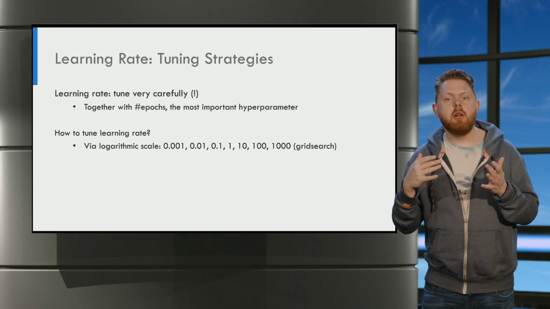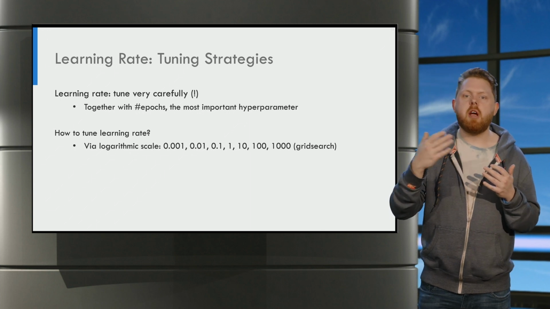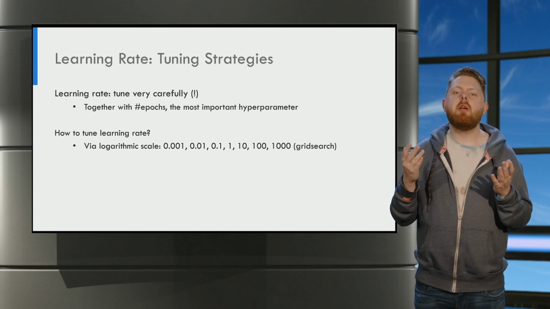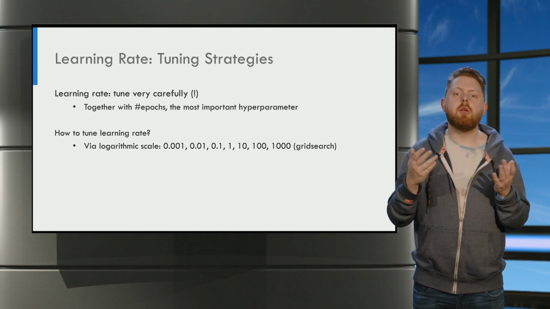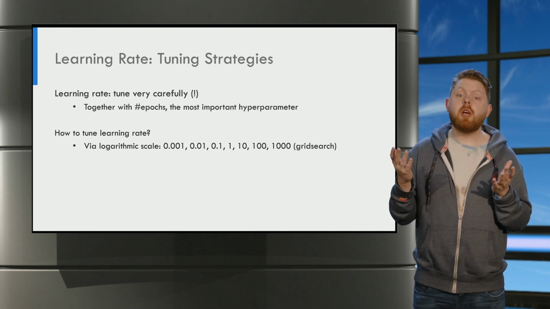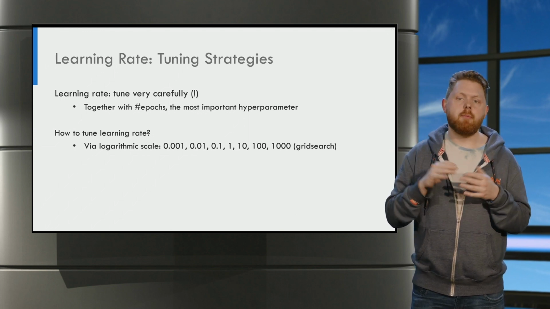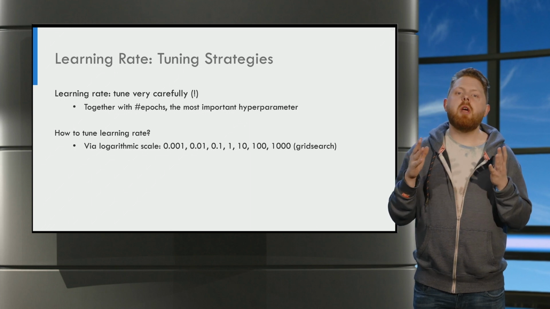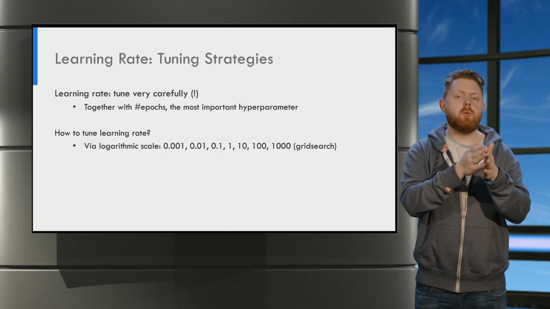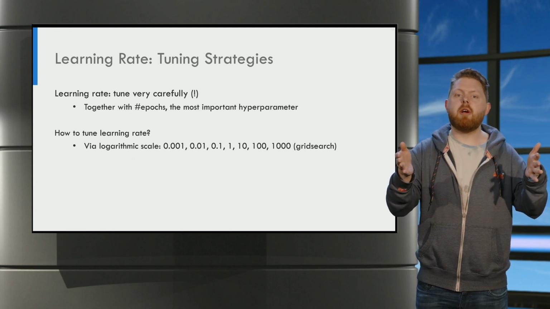Then you try 1, 10, 100, etc. This way, we can quickly find a good order of magnitude for the learning rate. Tuning using a linear scale will take too much time. This way of tuning hyperparameters is called grid search, since we set up a grid of parameter values to try.